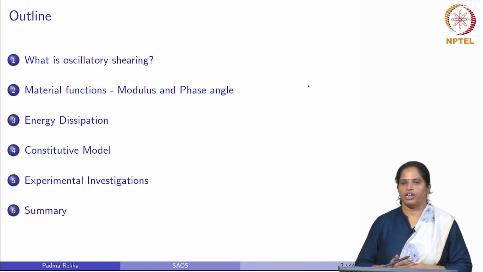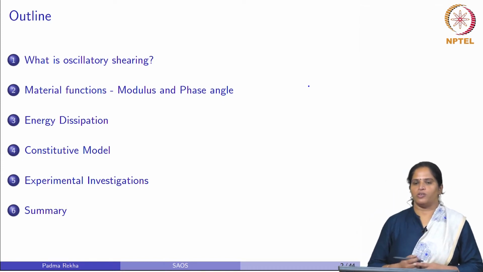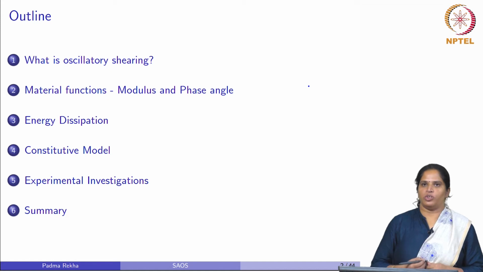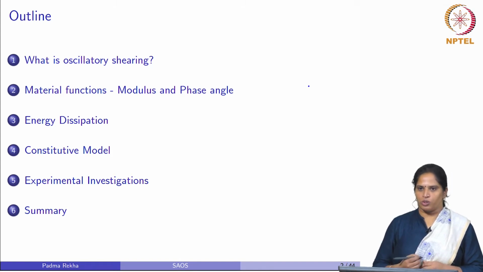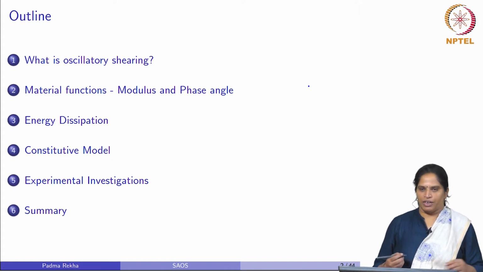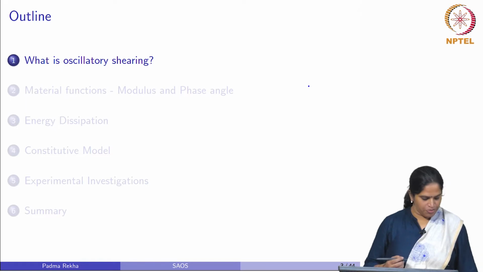This is going to be the outline of our presentation. First we will see what is oscillatory shear, and when we subject the material to an oscillatory shear, what are the material functions that we need to define for a viscoelastic material, followed by the energy dissipation for an oscillatory shear test. We will also see a few constitutive models that can be applied for predicting the response of a viscoelastic material under oscillatory shearing. And finally, we will discuss a few experimental investigations that we conducted, especially for bitumen, followed by a summary of what we discussed.